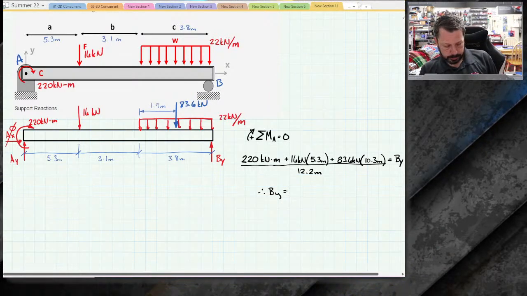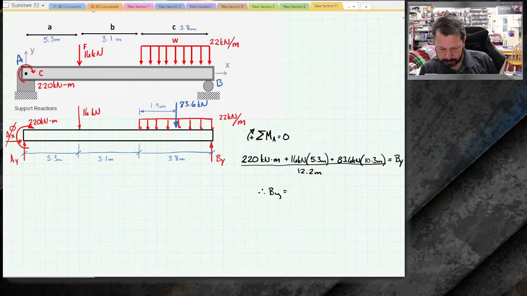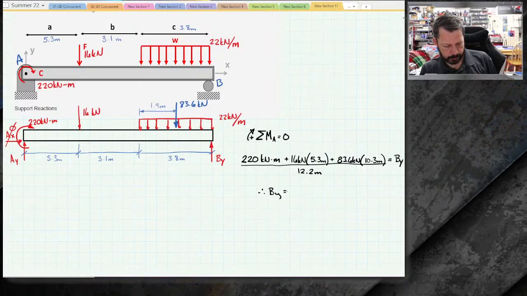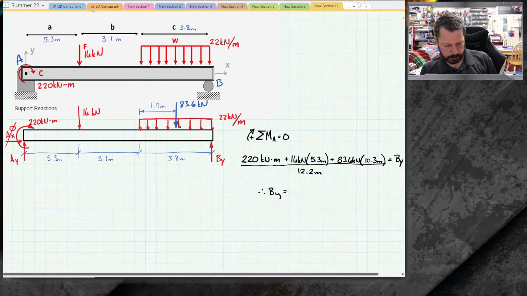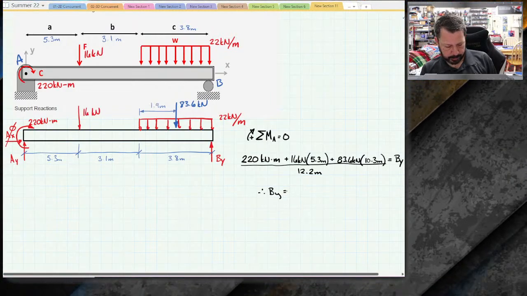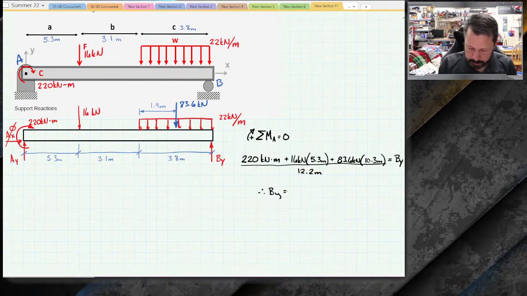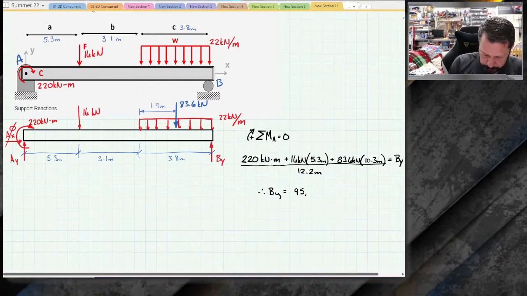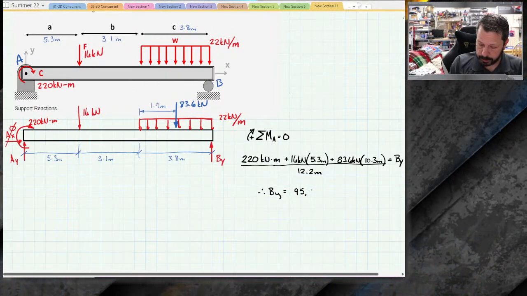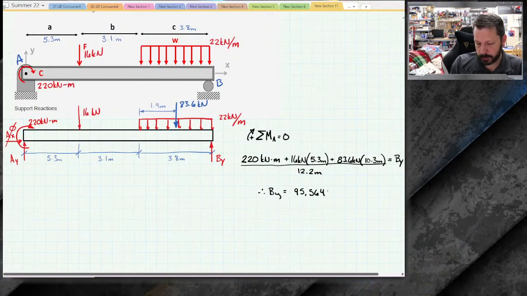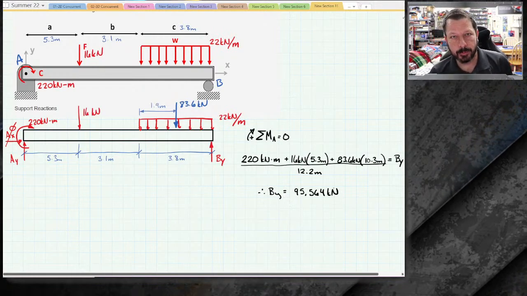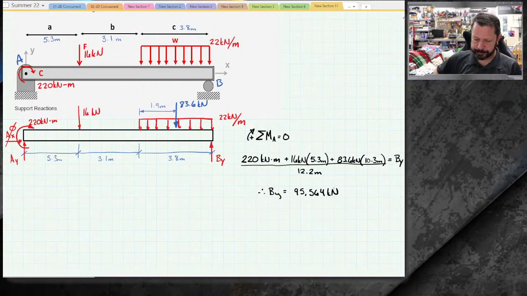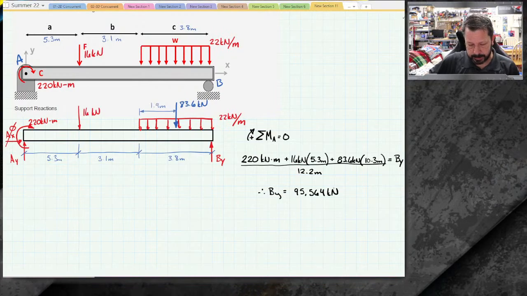Okay, so we just have to do this math: 220 plus 16 times 5.3 plus 83.6 times 10.3, all of that divided by 12.2, is 95.564. I have to keep a lot more decimals than I normally would because we're going to plug this into WebWork, and WebWork usually likes lots of decimals.